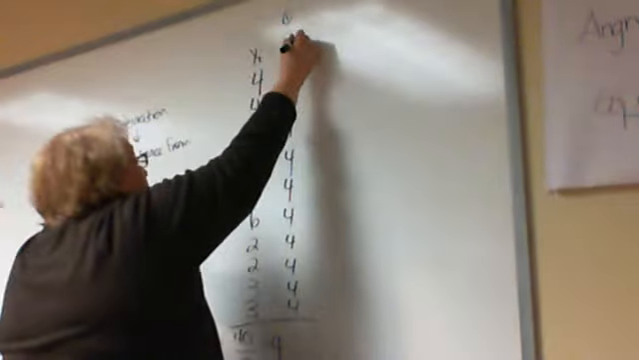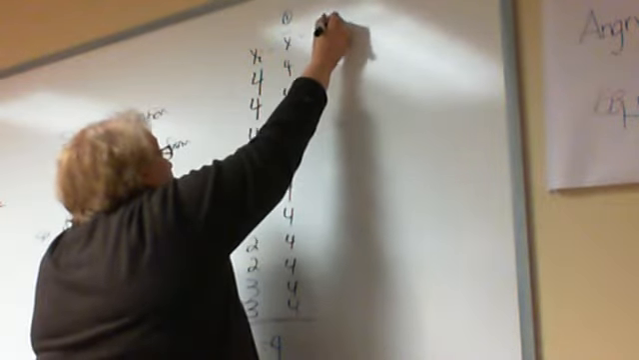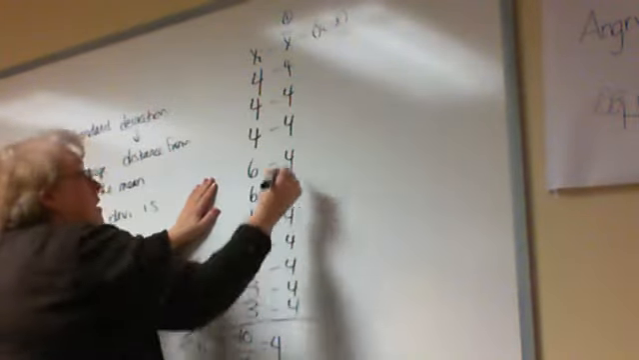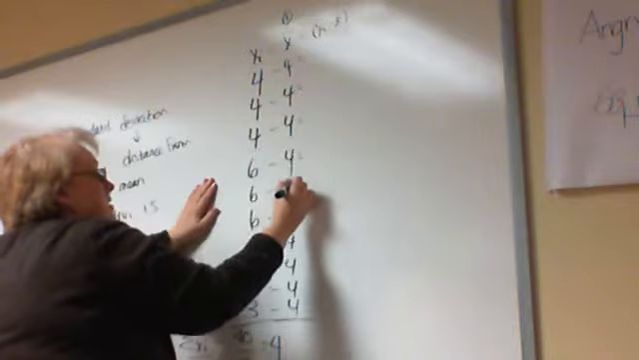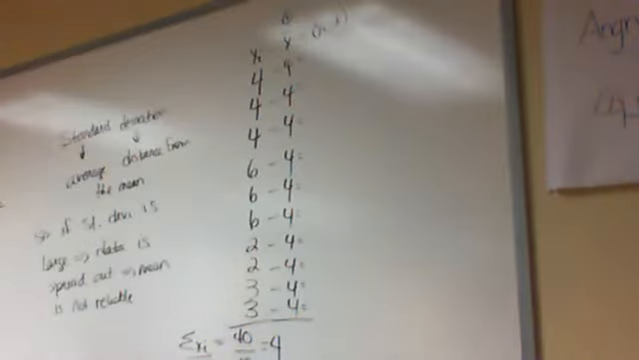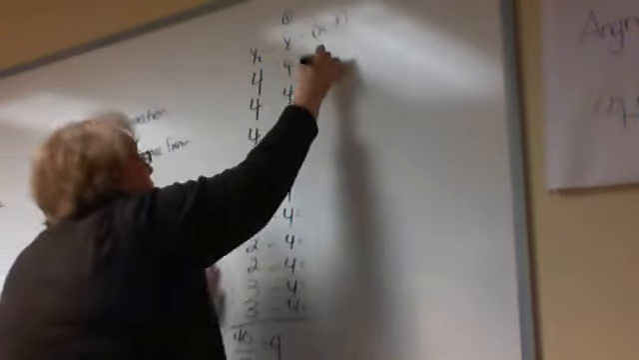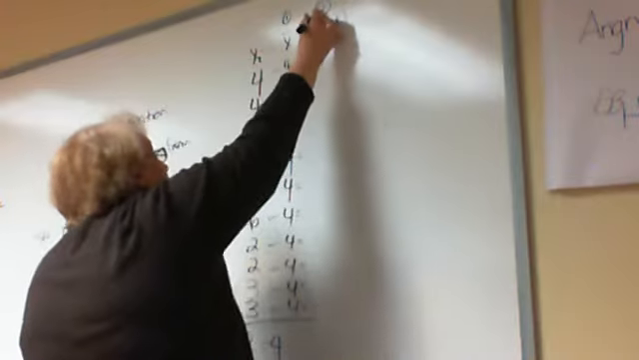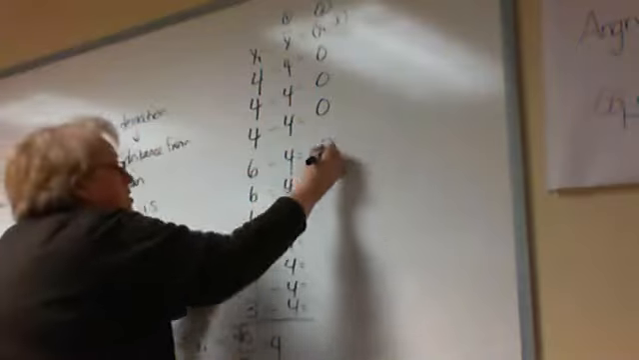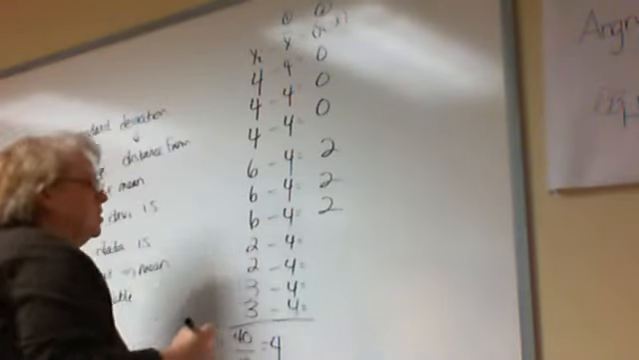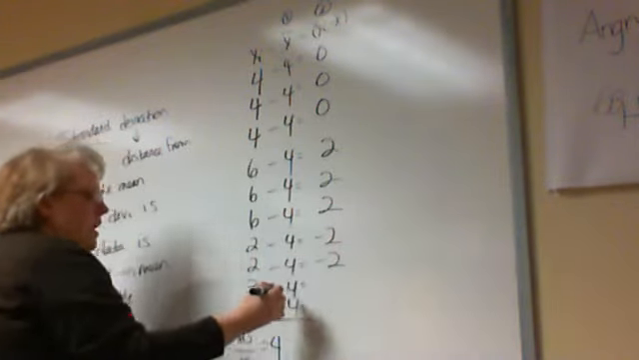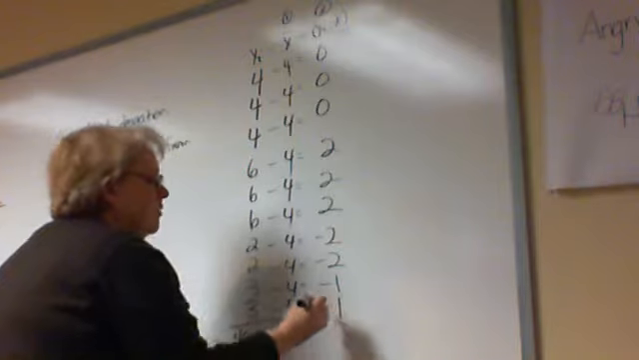Subtract them, right? So I'm supposed to subtract them all. What's 4 minus 4? 0. 0, 0. 6 minus 4? 2. 2, 2. 2 minus 4? Negative 2. 2 minus 4? 3 minus 4? Negative 1.